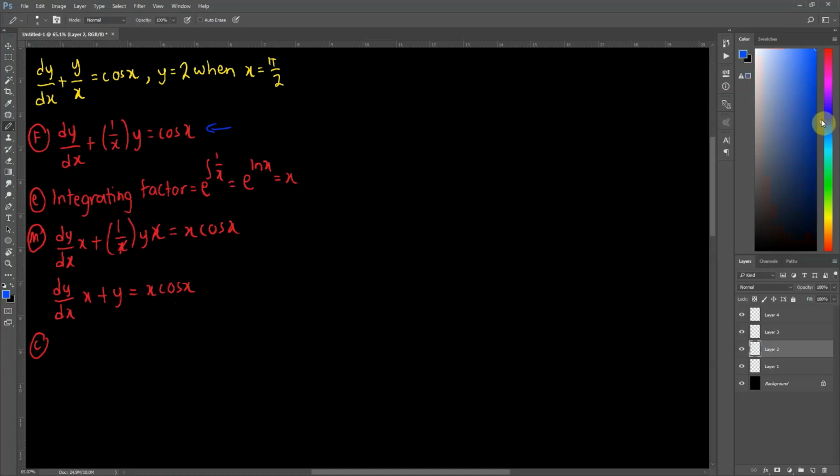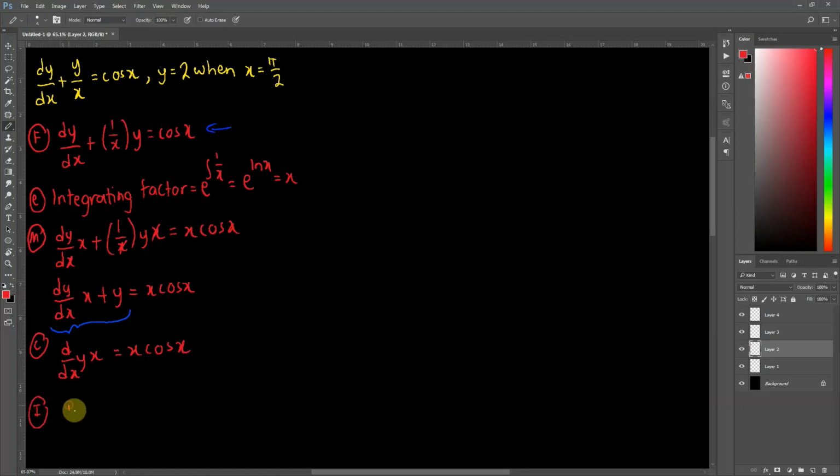Okay, FEM. Next is C. So what is C? C is combine the left hand side of the equation, which is this one. So to combine this, just put d dx and then put y and then the integrating factor, equals to x cos x. If we try to check, we differentiate yx, we will get back the above. Y stay, x differentiate is 1, x stay, y differentiate is dy dx. Done.